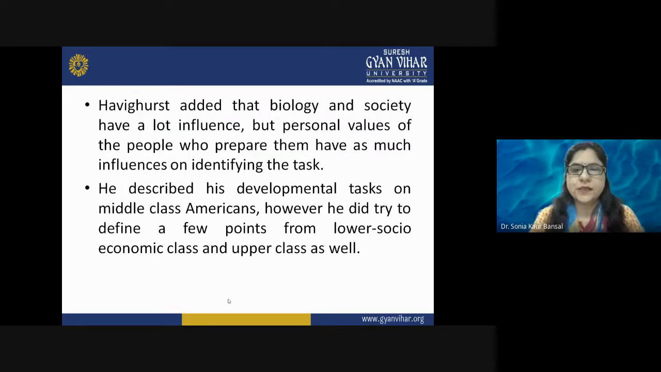Havighurst added that biology and society have a lot of influence on a person's development, but the personal values of people, and the family values of those who prepare them, have as much influence in identifying the task for a particular stage. Havighurst described his developmental tasks based on middle-class Americans. However, he did try to define a few points for the lower socio-economic class and upper class as well. So this is the sample Havighurst chose for this study.